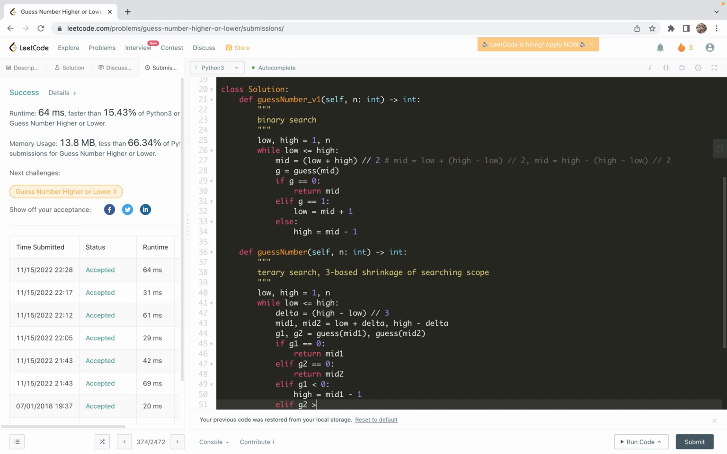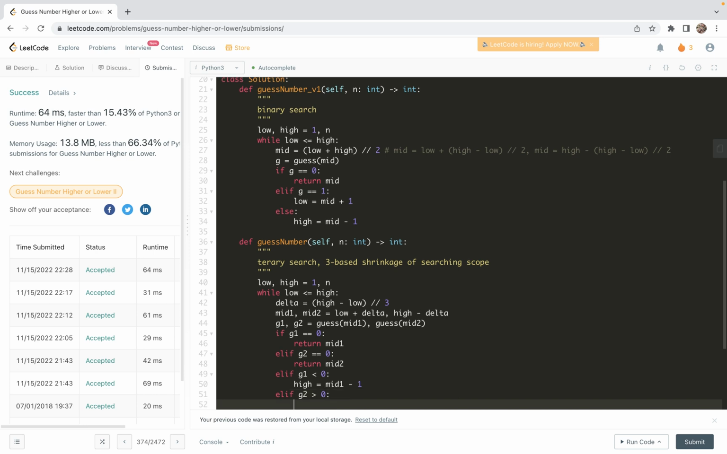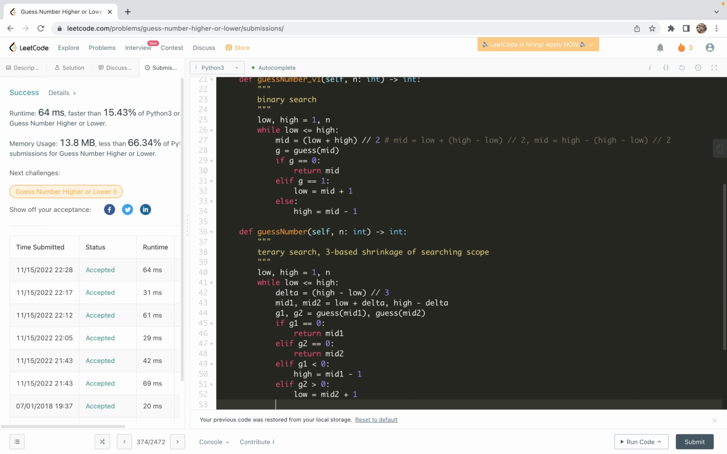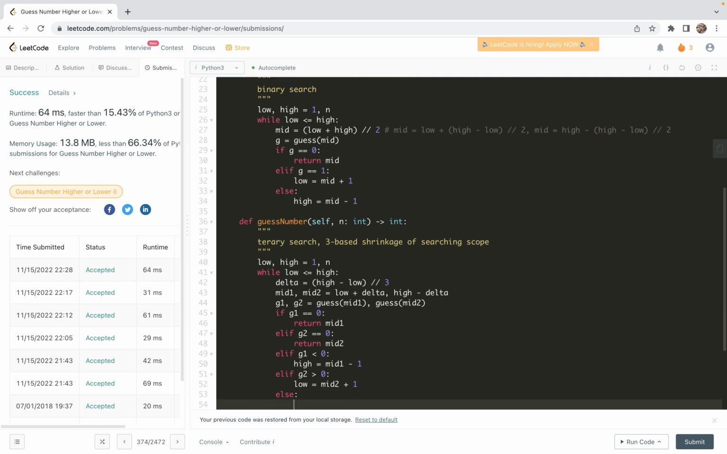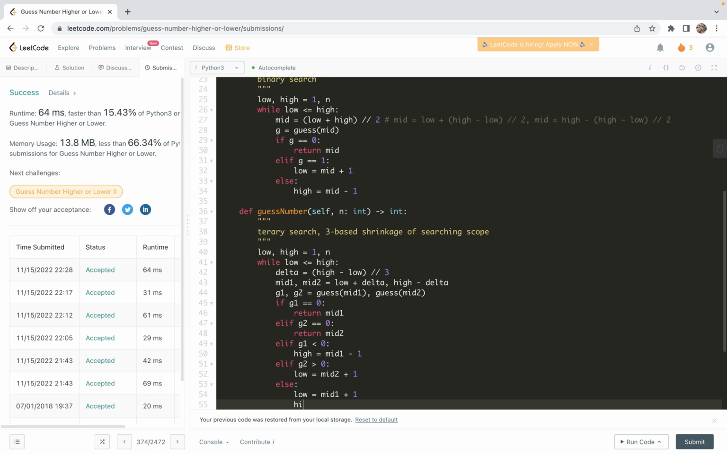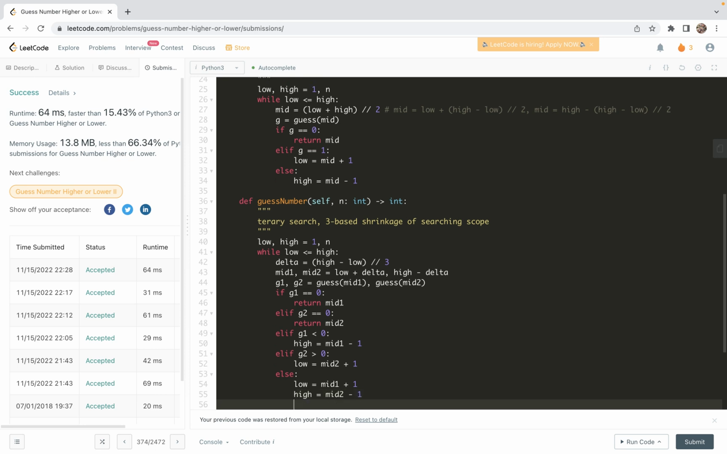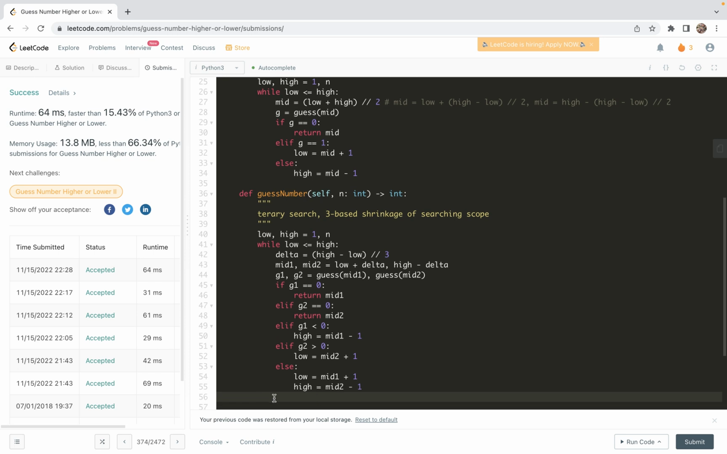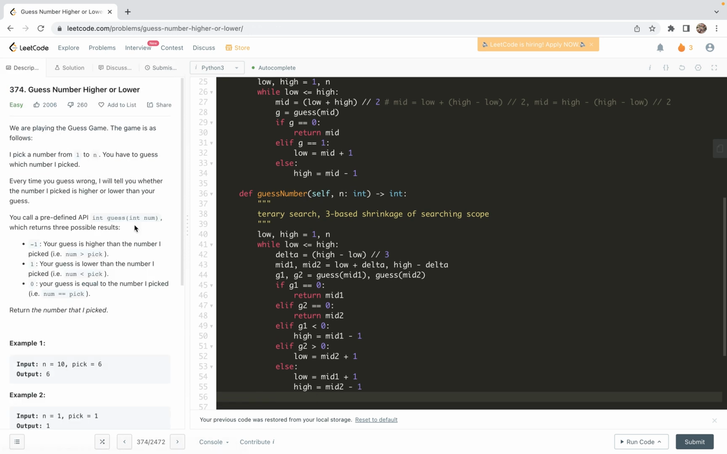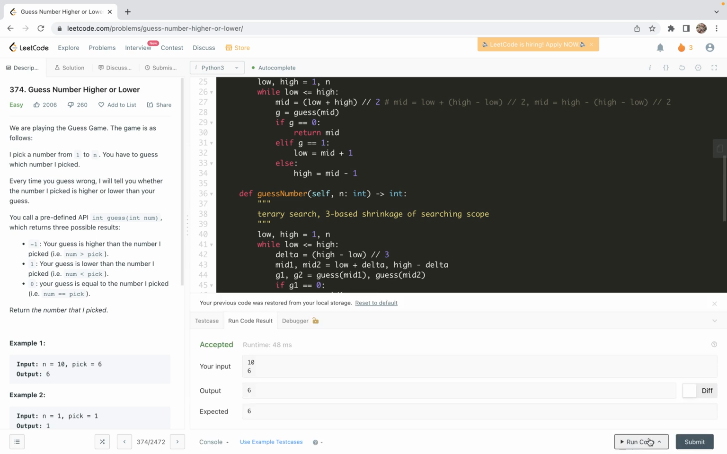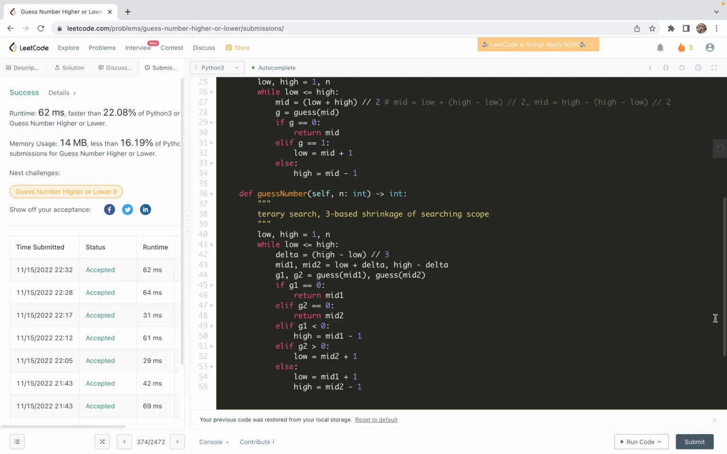Otherwise, if G2 is larger than 0, in other words our guess for mid 2 is still small, in this case we're going to do low equals mid 2 plus 1. In all the other cases, which makes sure the target is between mid 1 and mid 2 with the two ends not included, we're going to do low equals mid 1 plus 1 and high equals mid 2 minus 1. So again, up to here I do not want to write any return. The reason is that due to the problem assumption, we must have already found the number. So let's do a check here. Yeah, it passes all the generic cases.